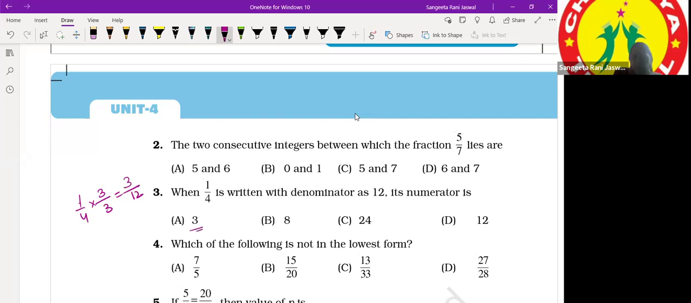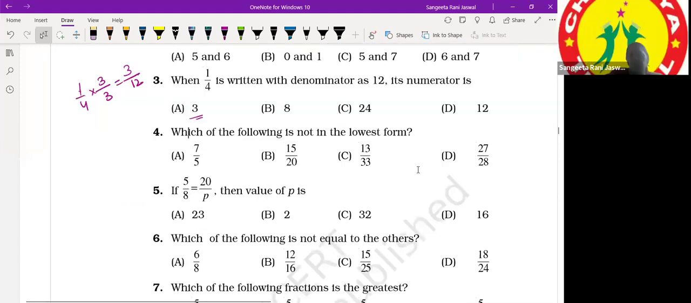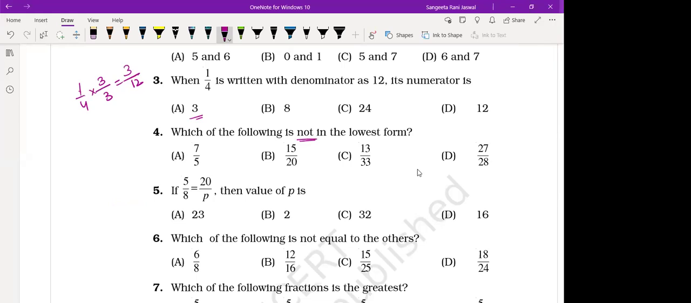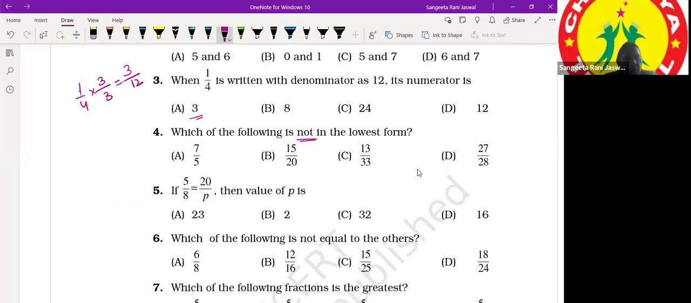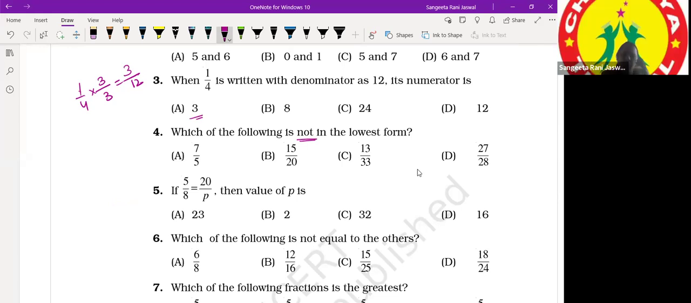Which of the following is not in the lowest form? Now you tell me this, which is not in the lowest form. You have to be very careful about these things, where "not" is written. Yes, beta, 15 by 20. Okay, 15 by 20 is not in the lowest form. Good.